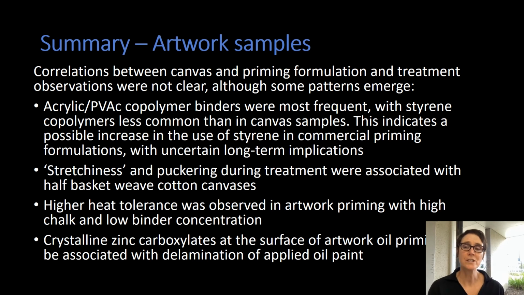Other observations were that higher heat tolerance was observed in artwork priming with a high chalk content. Stretchiness and puckering during treatment were associated with half-basket weave cotton canvases. And crystalline and amorphous zinc carboxylates at the surface of artwork oil priming may be associated with delamination of subsequently applied oil paint.